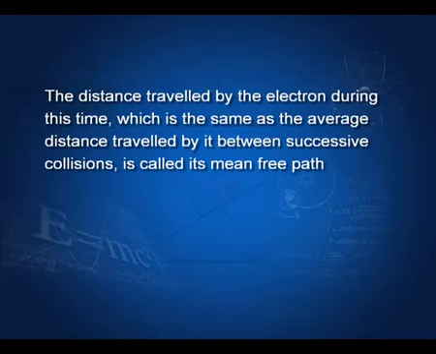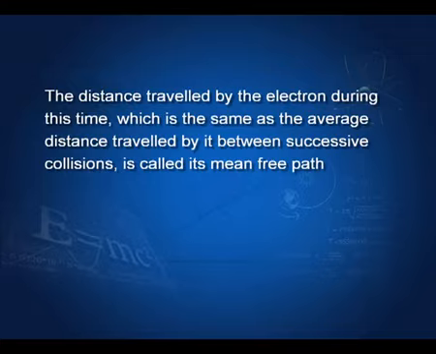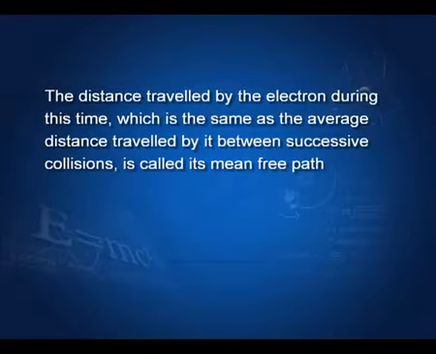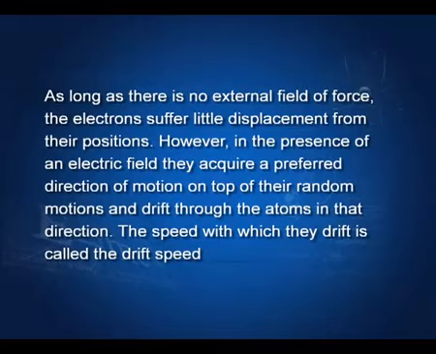The distance travelled by the electron during this time, which is the same as the average distance travelled by it between successive collisions, is called the mean free path. See, there is an average time between two collisions, and there is also the average distance between the two collisions. This is called the mean free path. Once again, we take the average of averages of all electrons, and we find the mean free path, and the speed with which the electrons drift is called the drift speed.